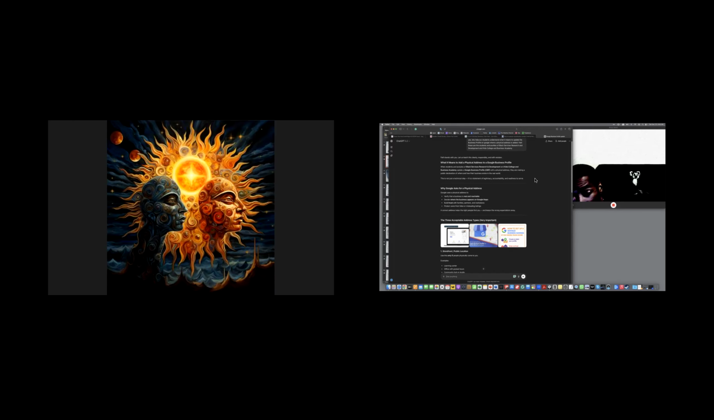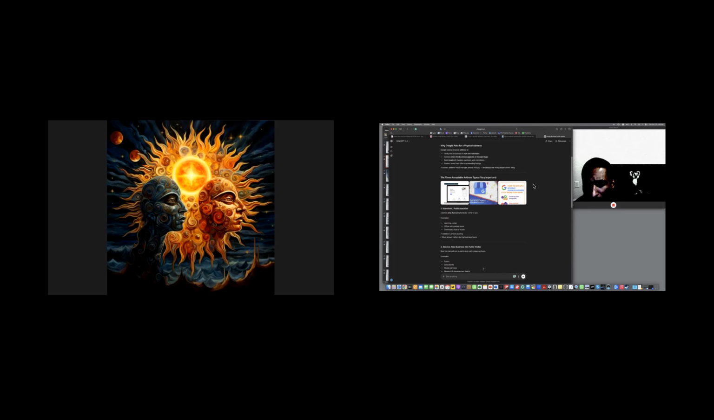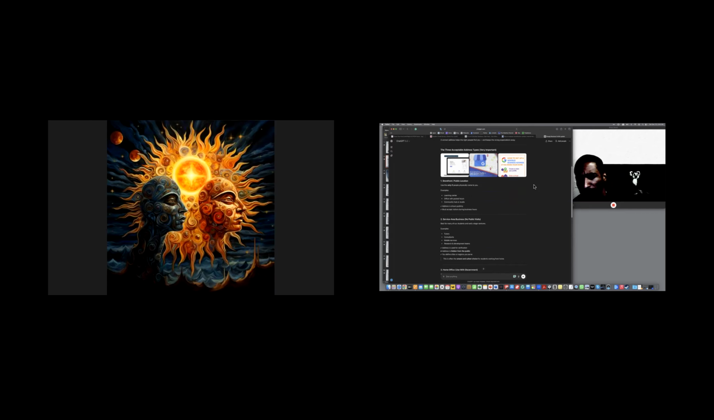The three acceptable address types, very important. Number one, a storefront or a public location. Use this only if people physically come to you. Examples are a learning center, office with posted hours, community hub or studio, and the address is shown publicly. You must accept visitors during business hours.